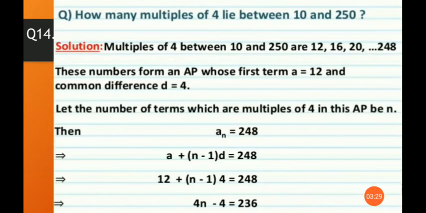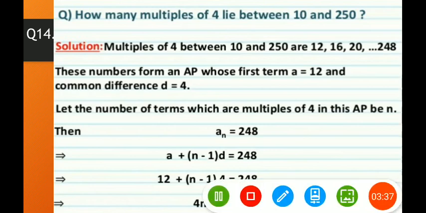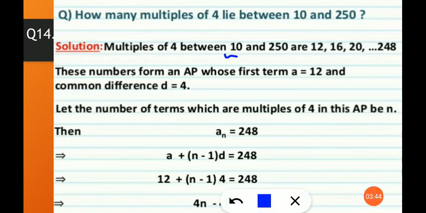Moving towards the next question. Question number 14. How many multiples of 4 lie between 10 and 250? Again the same question. Instead of saying divisible by, it says multiple of 4 between 10 and 250. So what is the multiple of 4 greater than 10? Yes, 12. So our a, the first term, will be 12.